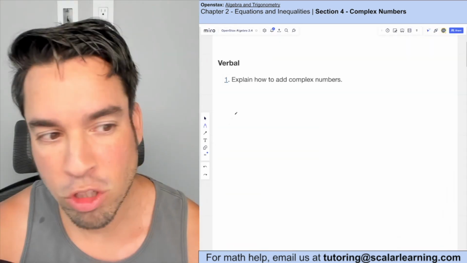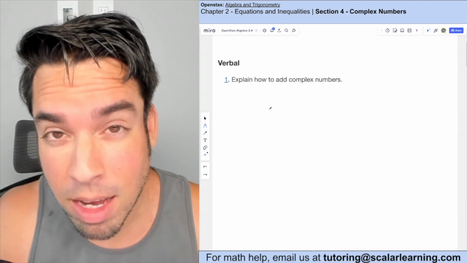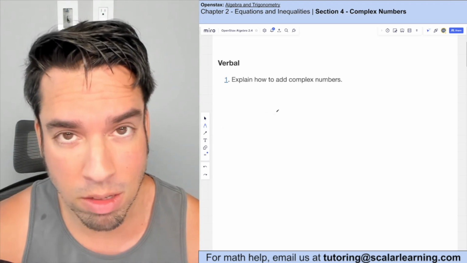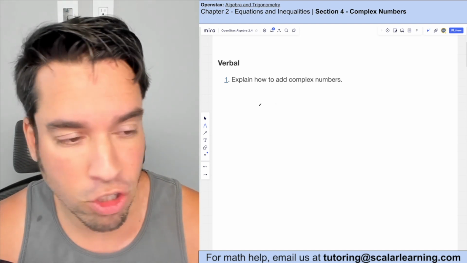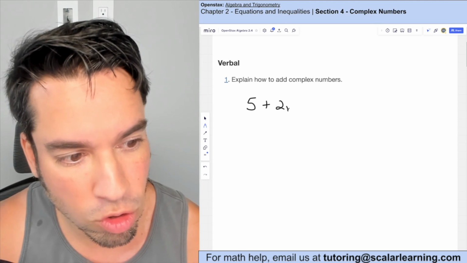Let's do it. So explain how to add complex numbers. So first, what is a complex number? That's the broadest category of numbers that we have. So technically, everything is going to be a complex number, but what they mean here is the real component and the imaginary component. So for example, if you'd have a complex number as 5 plus 2i, that's in the format of a plus bi.